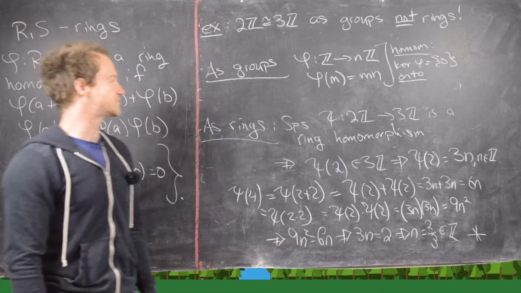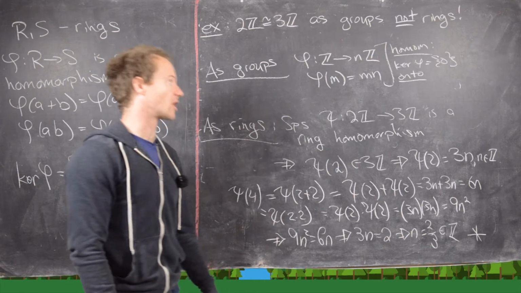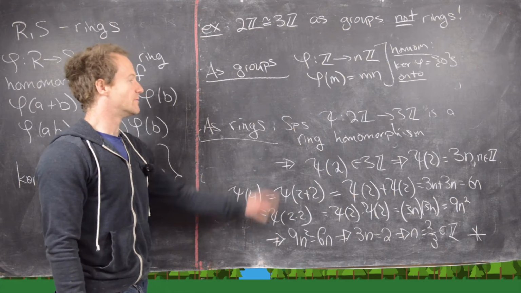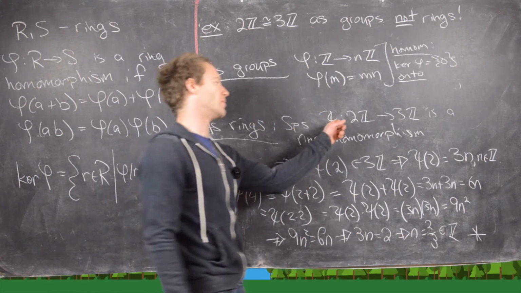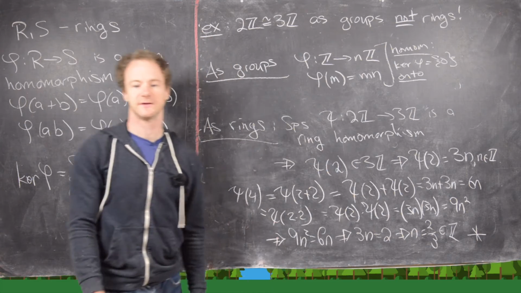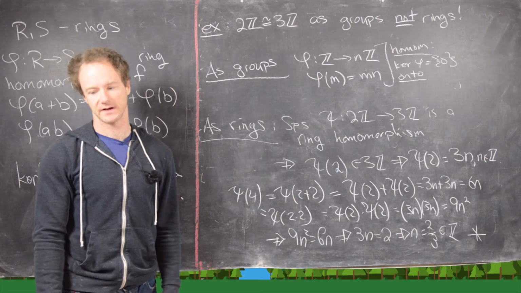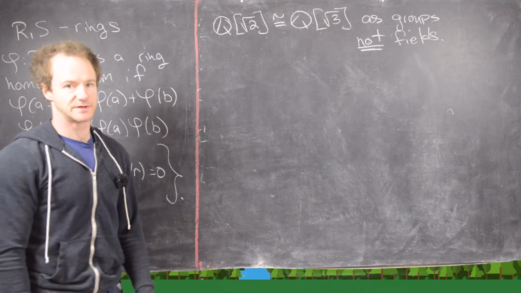So in fact, what we've shown is something stronger. Not only are these guys not isomorphic as rings, but there's in fact no ring homomorphism from 2Z to 3Z. Okay, great. I'm going to clean up the board, and then we're going to do another example like this. We've got another similar example to look at.